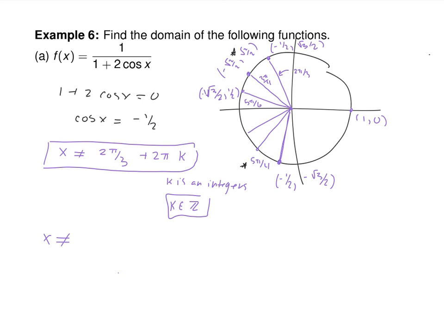So this is 5, 6, 7, 6. I think that's 4 pi thirds plus 2 pi k. Just make sure you use whatever letter WebAssign asks you to use if you get asked a question like this. They may say use n for an integer, they may say use k, just use whatever they ask you to use, and so you'll be fine.